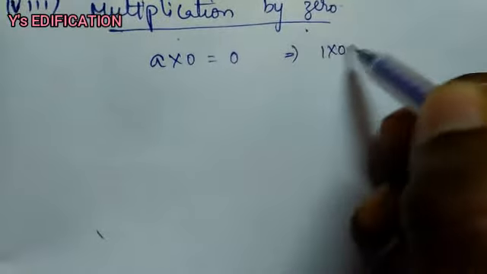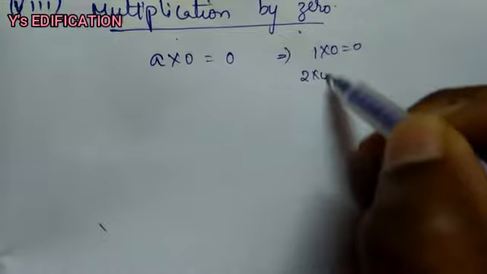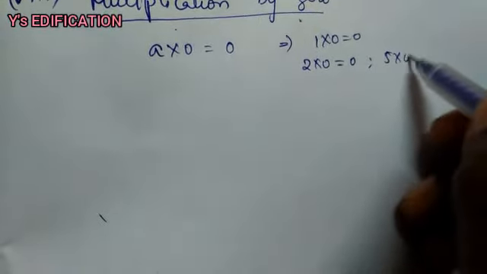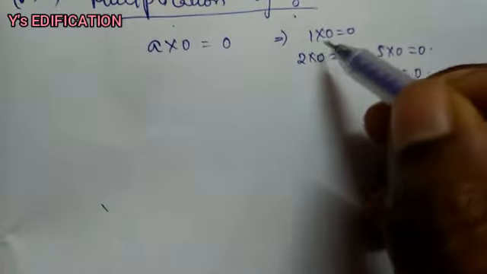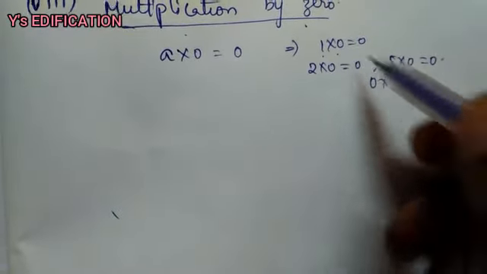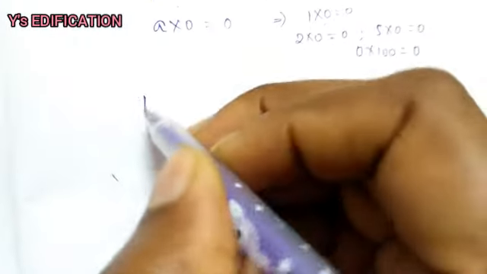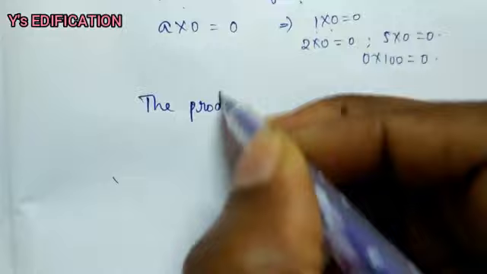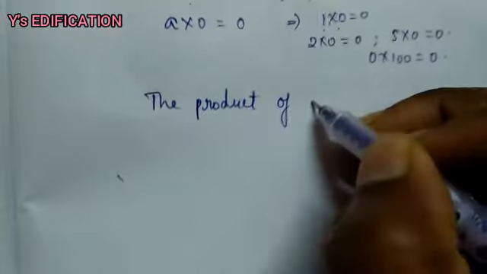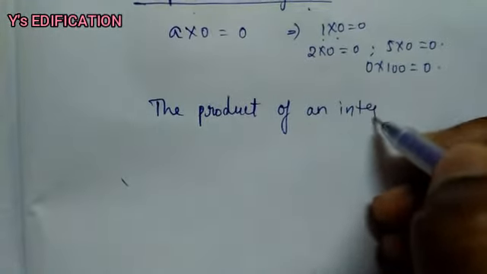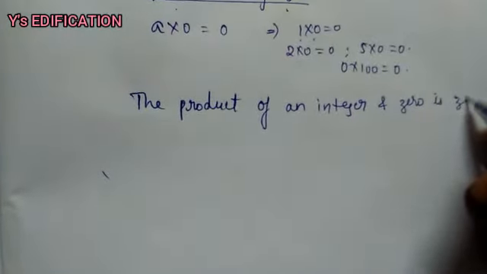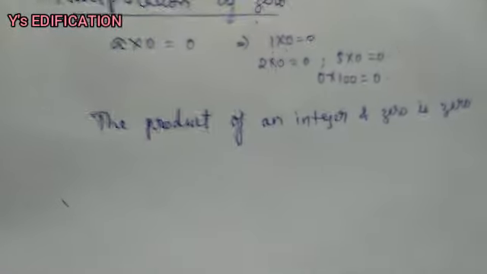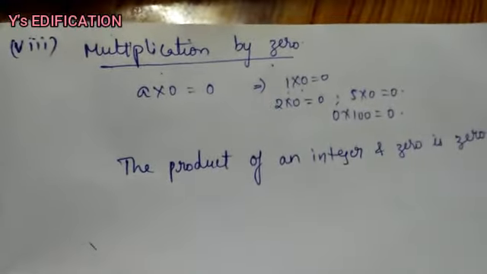Okay, 1 into 0 is 0, 2 into 0 is 0, 5 into 0 is 0, 0 into 100 is also 0. When we multiply any number with 0, the answer is 0. So we can say that the product of an integer, the product means multiplication, the product of an integer and 0 is 0. Got it?